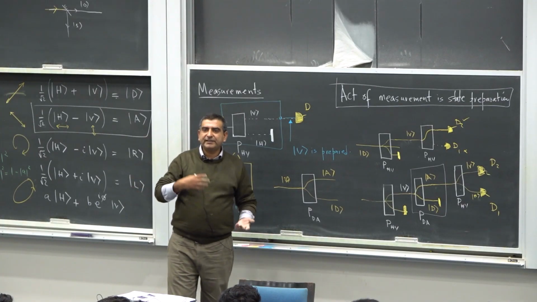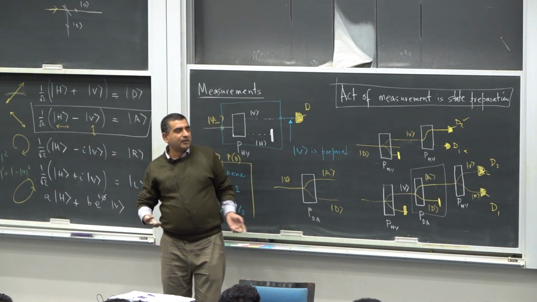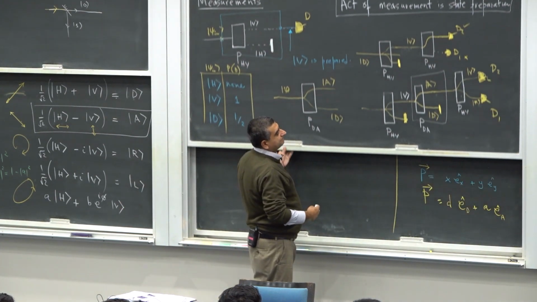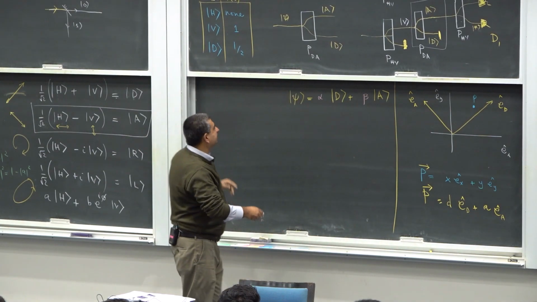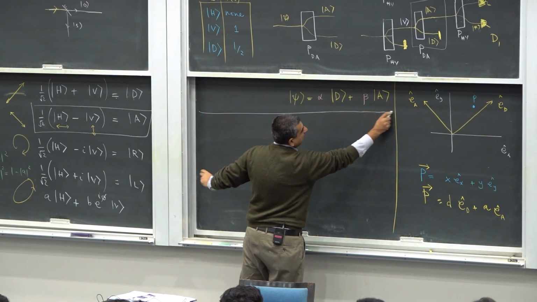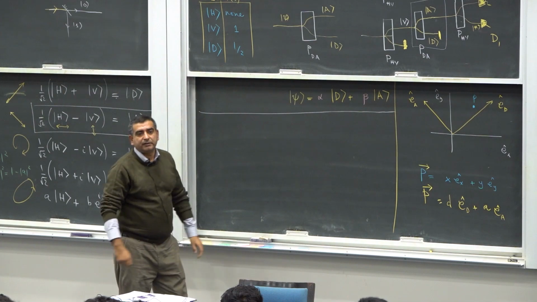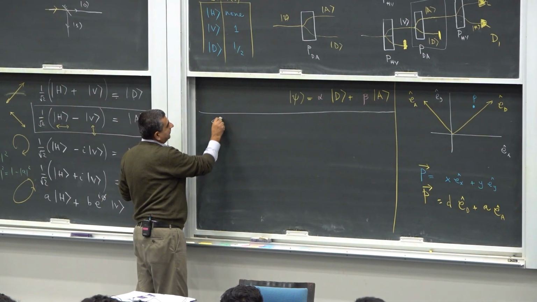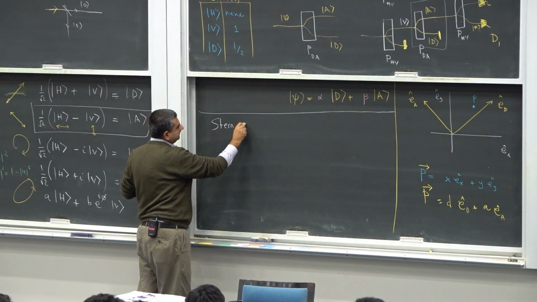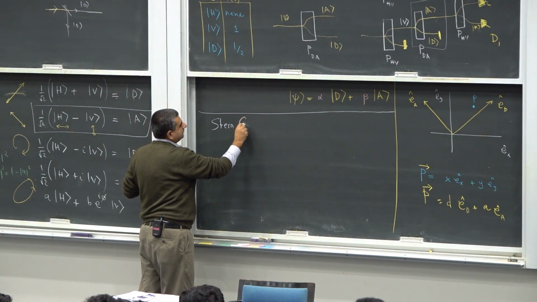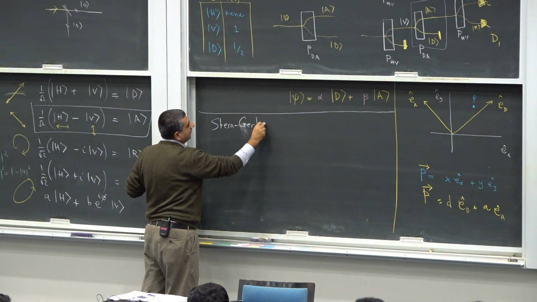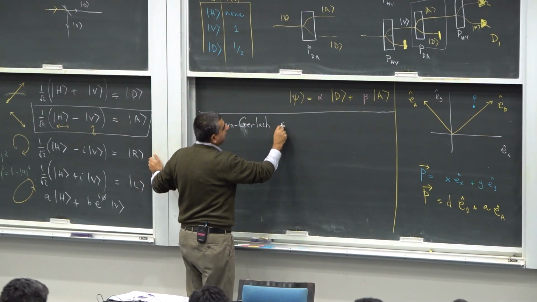And you can actually repeat this experiment with other degrees of freedom. For example, if you were to repeat this experiment with the spin of an electron, yes, the Stern-Gerlach. Subsequent measurements.